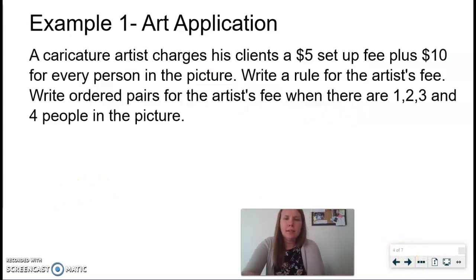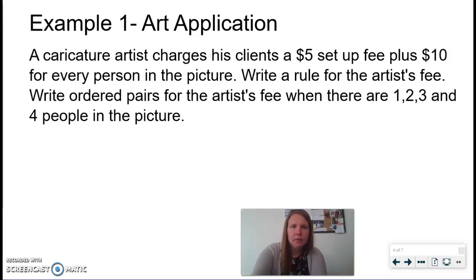Alrighty. Let's look at this first application here. So in example 1, it says art application. A caricature artist, so those guys who create the super funny cartoon versions of you, charges his clients a $5 setup fee plus $10 for every person in the picture. Write a rule for the artist's fee. Write ordered pairs for the artist's fee when there are 1, 2, 3, and 4 people in the picture. All we're doing is coming up with an equation or writing a rule.